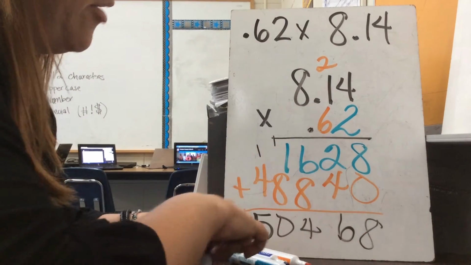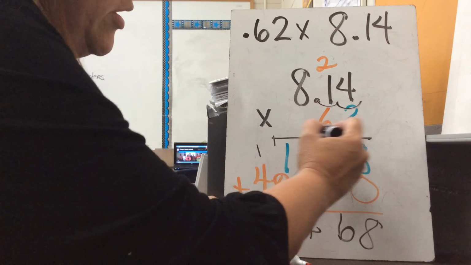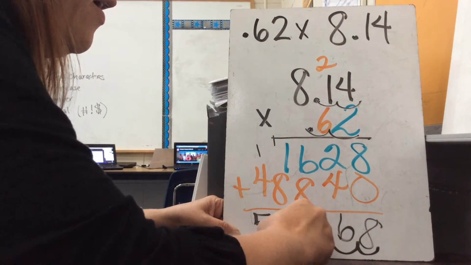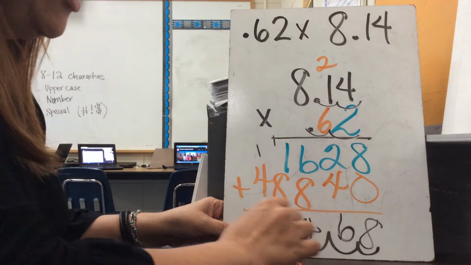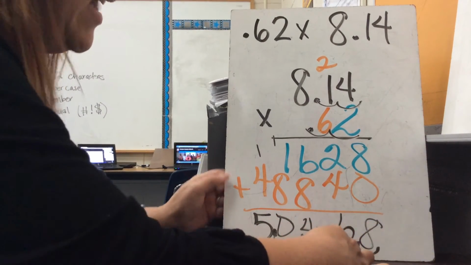Okay, and then I go back up here and I count those places. So I have 1, 2, 3, 4. So 1, 2, 3, 4. So my product is 5 and 468 ten-thousandths.